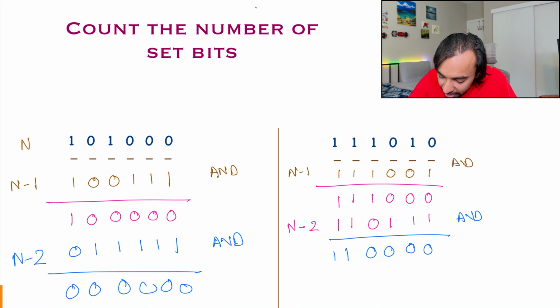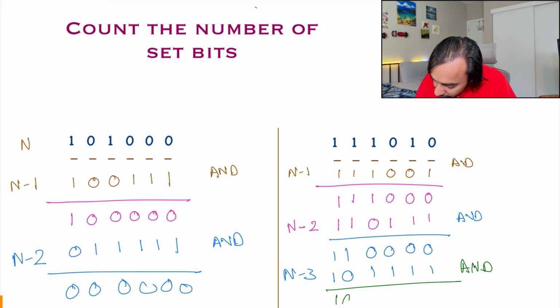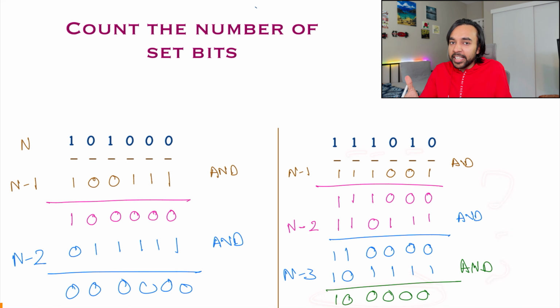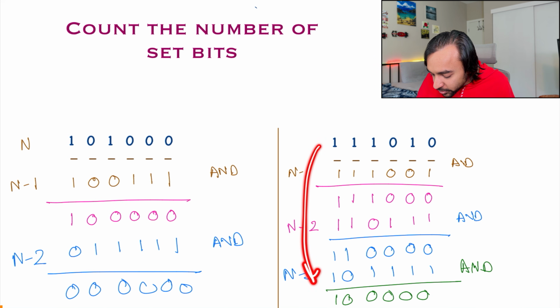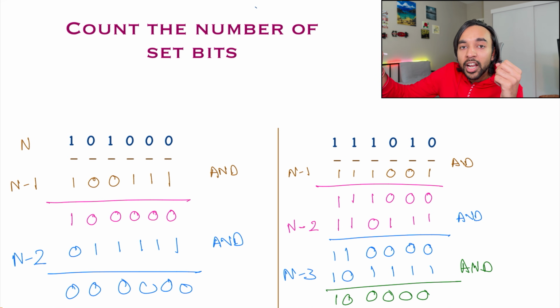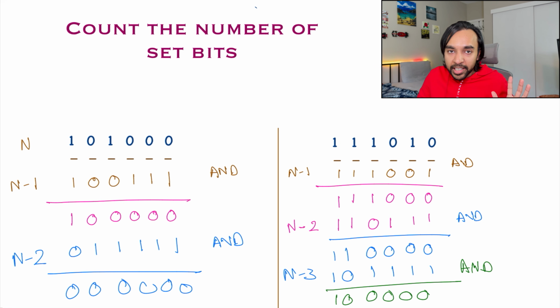If I perform the same operation again, 1, 0, 1, 1, 1, 1, and that is n minus 3. As soon as I do an AND operation, what will happen? 1, 0, 0, 0, 0, 0. So after 3 operations, 3 of my bits have been unset. And you can easily guess, if I do one more operation, then this entire number will become 0 and I can stop. It means I need to just continue doing this operation until my number becomes entirely 0.